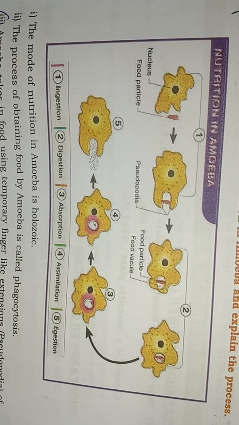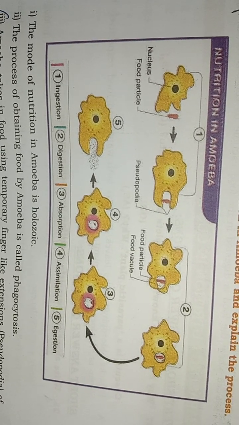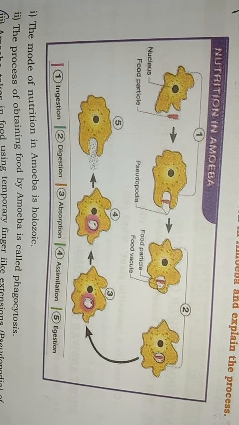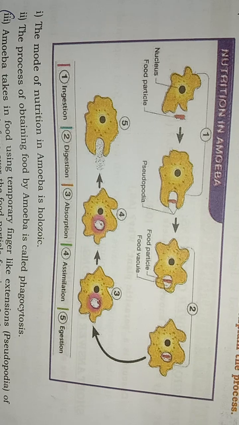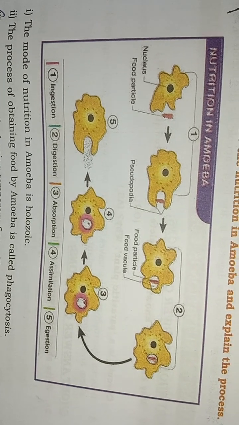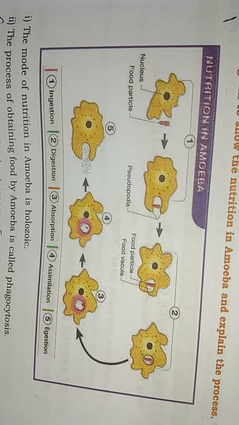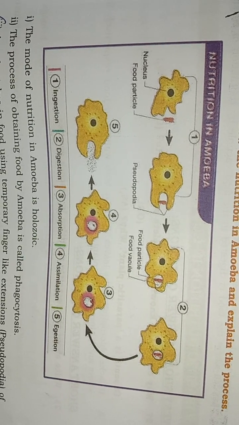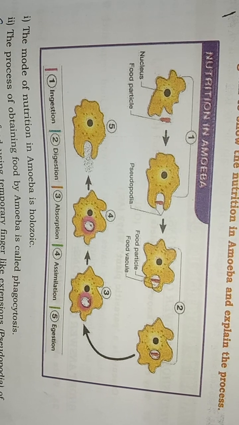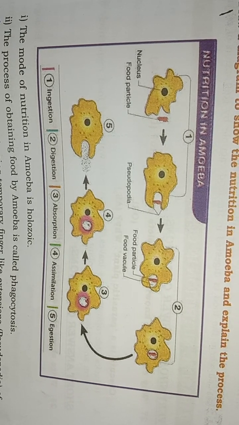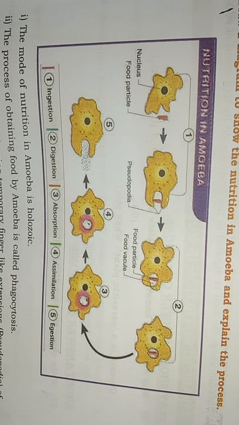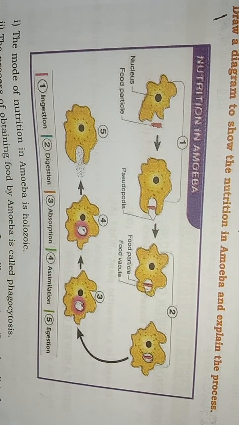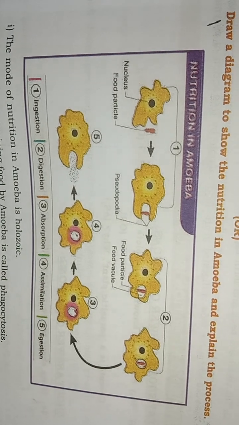Our next topic is how do organisms obtain their food? So in this we are going to discuss nutrition in amoeba. So see the picture. We know amoeba is a unicellular organism which is present in fresh water, right? One more special thing related to amoeba is that it doesn't have a fixed shape. It changes its shape because of extension of its body part, right?